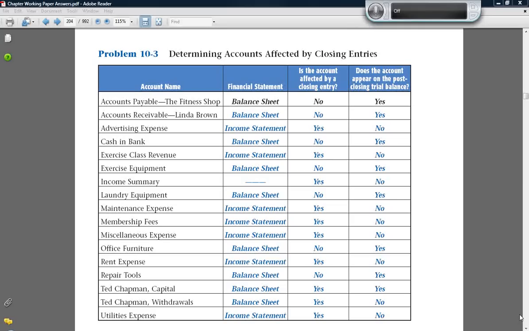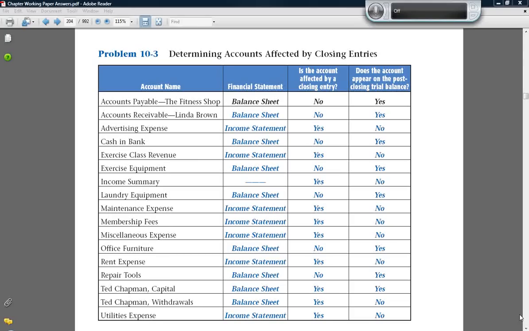So in our example, accounts payable, it's a balance sheet item, a liability. It is not affected by a closing entry. We don't close any permanent accounts, and it does appear in the post-closing trial balance, and all permanent accounts appear on the post-closing trial balance. So accounts receivable, an asset, appears on the balance sheet, a permanent account not affected by a closing entry, and yes, it is on the post-closing trial balance.